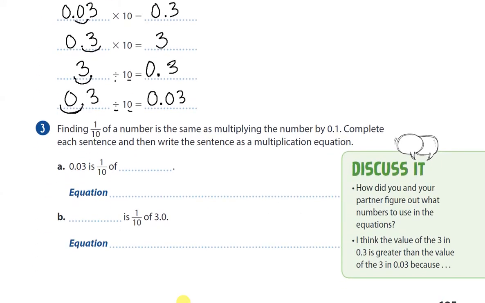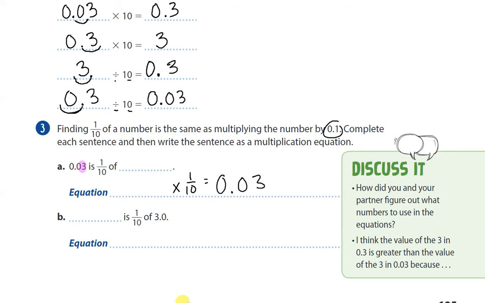Number 3. Finding 1/10 of a number is the same as multiplying the number by 0.1. Complete each sentence and then write the sentence as a multiplication equation. So 3/100 is 1/10 of, so we took a number and multiplied it by 1/10, and it was 0.03. Didn't we do that up here?